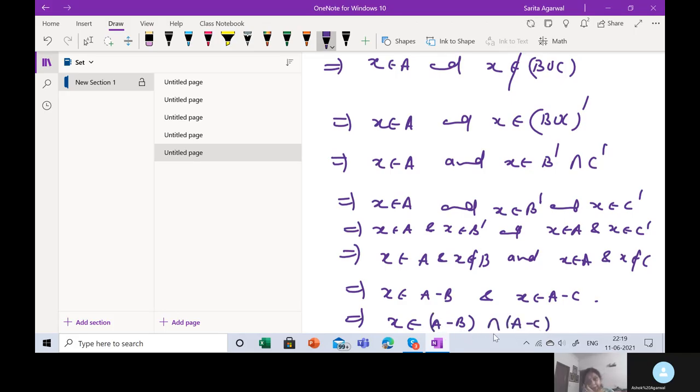Conversely, if X belongs to (A minus B) intersection (A minus C), it means X belongs to A minus B and X belongs to A minus C. Means X belongs to A and X does not belong to B, X belongs to A and X does not belong to C. That means X belongs to A and X belongs to B complement, X belongs to A and X belongs to C complement. So we can rewrite this as X belongs to A and X belongs to their intersection, B complement intersection C complement. According to De Morgan, this is (B union C) complement. That means X belongs to A and X does not belong to B union C. And this X is arbitrary.